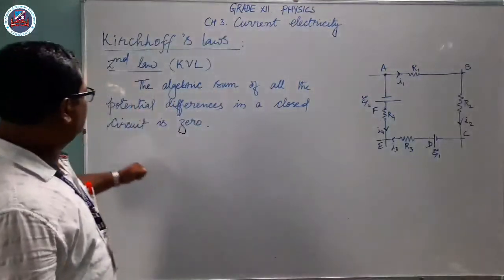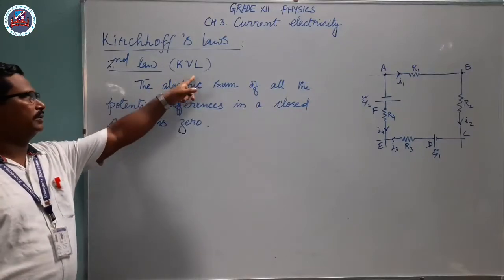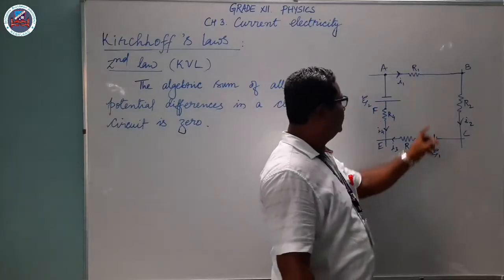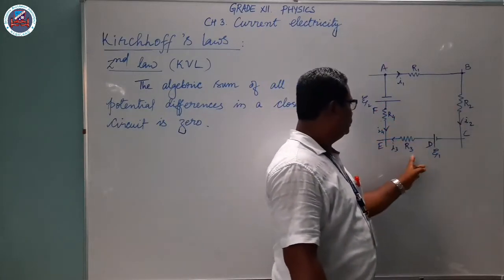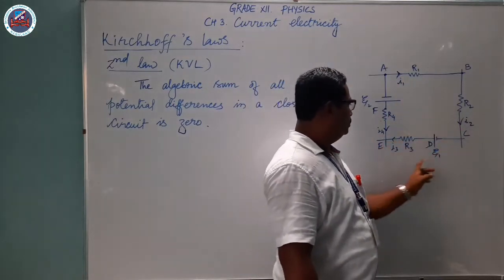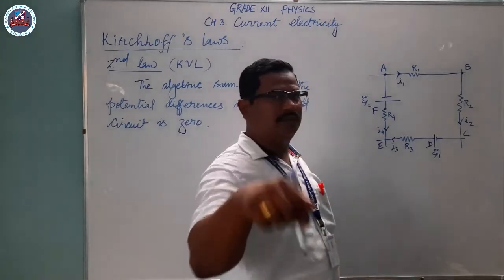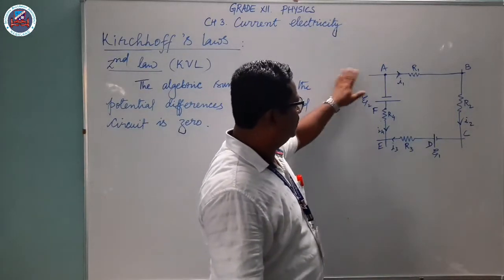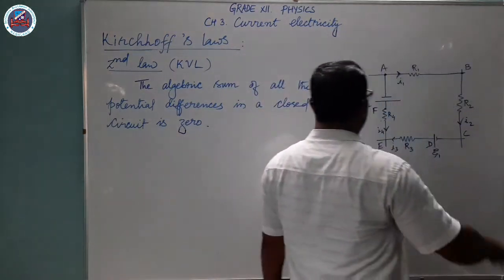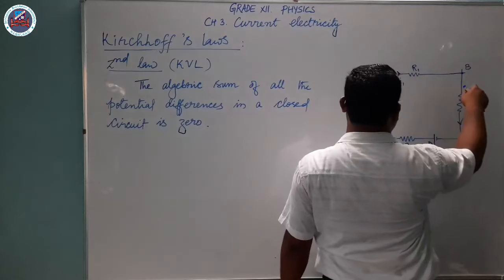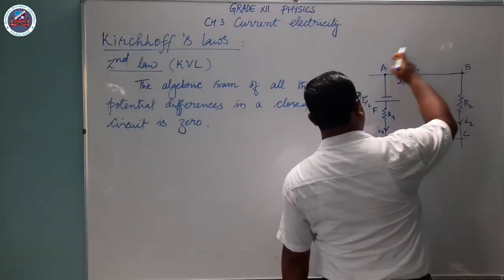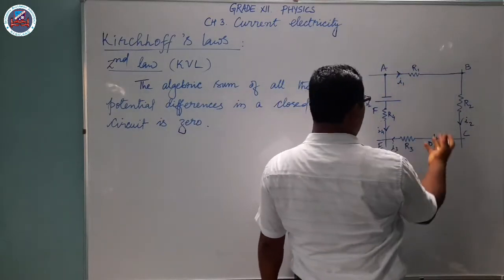To explain this second law, Kirchhoff's voltage law, I have drawn one circuit here. You can see 2 cells and 4 resistances, R1, R2, R3 and R4. The current directions are also given: I1, I2, I3, I4. Which direction to flow will be given in the circuit. Now to understand this law, we select a path: A, B, C, D, E, A, or A, E, C, B, A. Any way you can choose it. Where you want to start, you can start.